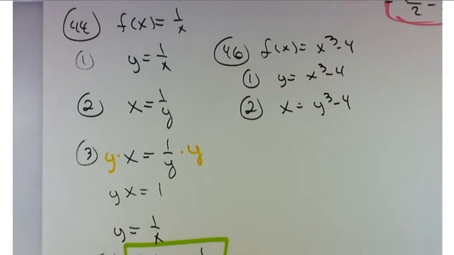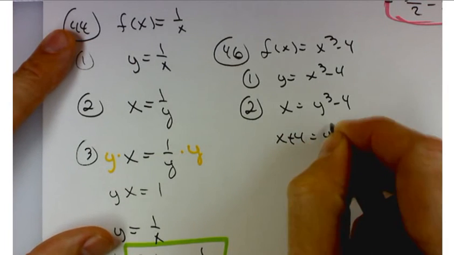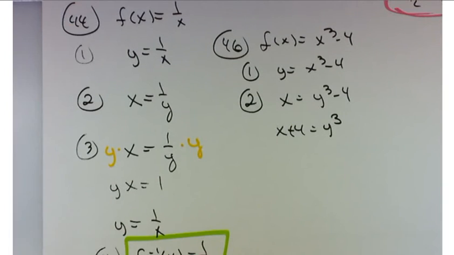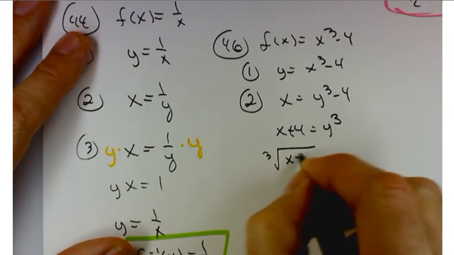What should I do after that? All right. Add 4 to both sides, thank you. x plus 4 equals y cubed. One last step I need to do to solve for y. Very good. Thank you. So take the cube root on both sides. So the cube root of x plus 4 equals the cube root of y cubed.